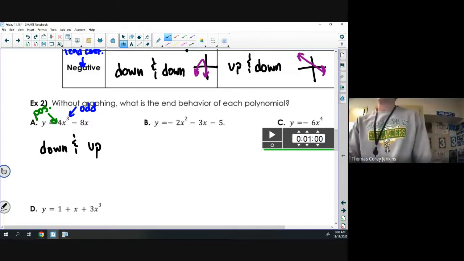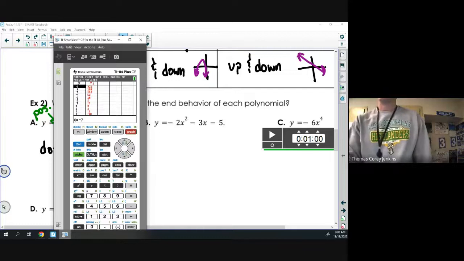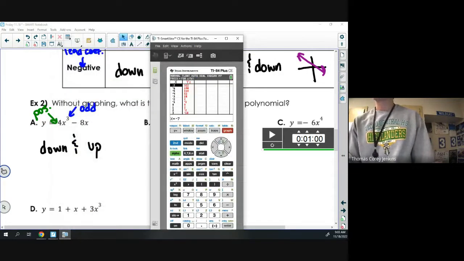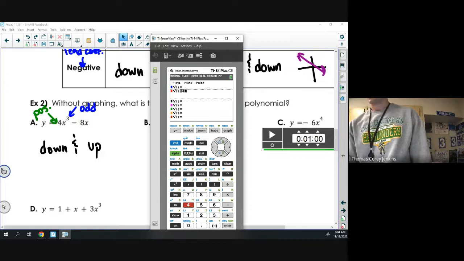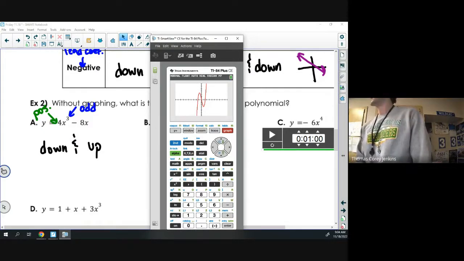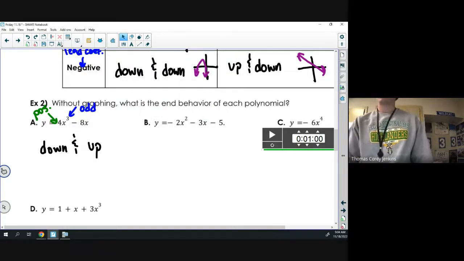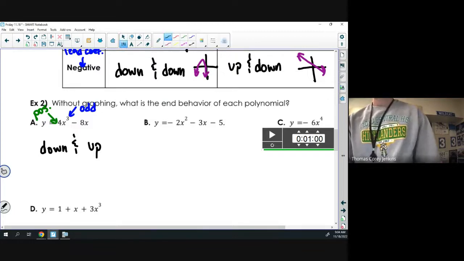Some people's brains don't think like mine. So what else could you do on that one? It says without your graphing calculator, but if it's a test question, you could just look at it. So if we just punched it in real quick, sorry, that's to the third. Let's try that again. So 4x, and then to the third would be caret 3 minus 8x. Then if we look at the graph, you can kind of see down and then up. So that's really as difficult as these are. But if you can understand it without the graphing calculator, I guess that's a little better.